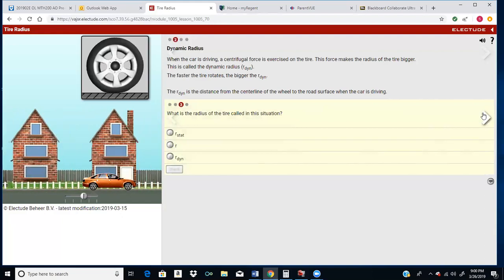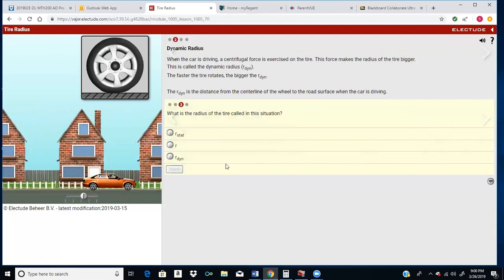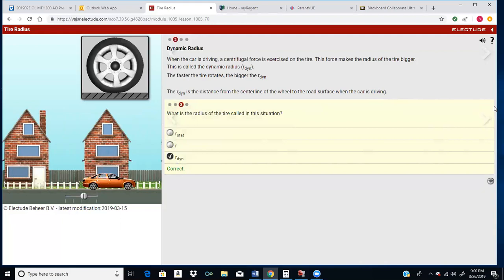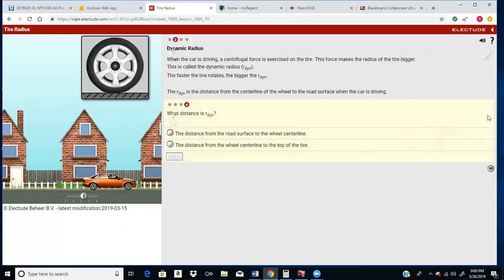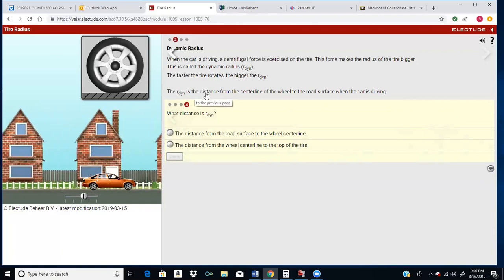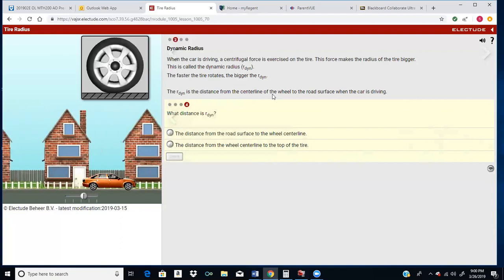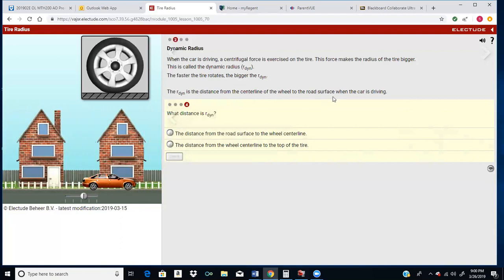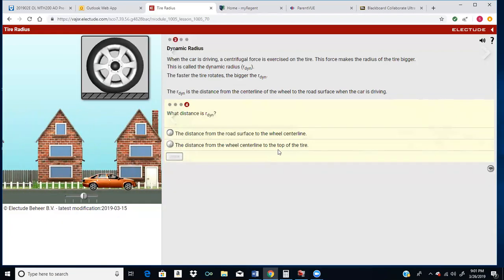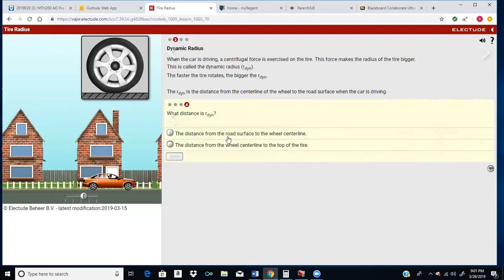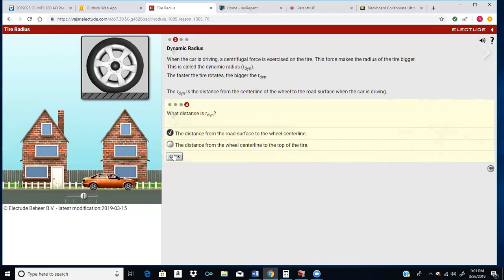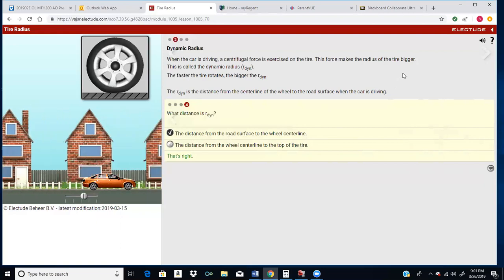All right. And then this is talking about what is the radius of the tire called in the situation. And this is the radius, the dynamic radius. And what is the distance of the dynamic radius? And it says that the distance is from the center line of the wheel to the road surface when the car is driving. So basically it says here the distance from the wheel center line to the top of the tire, or this is the distance from the road surface to the wheel center line, okay? And so basically that's the same thing. All right, good.